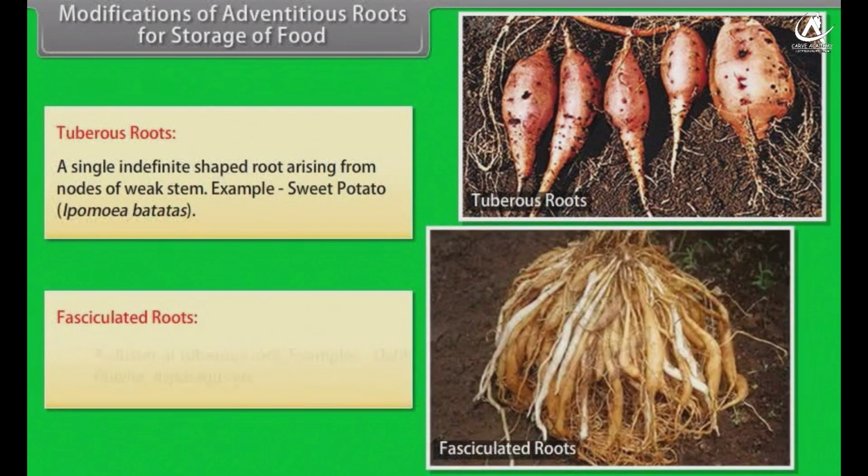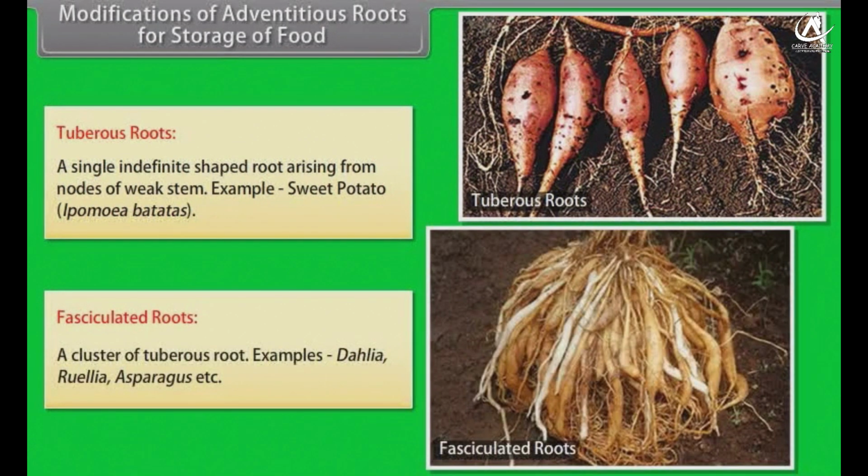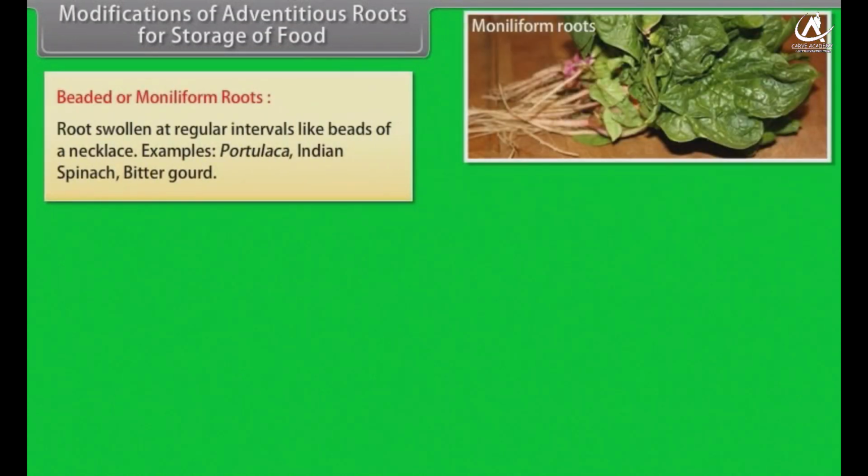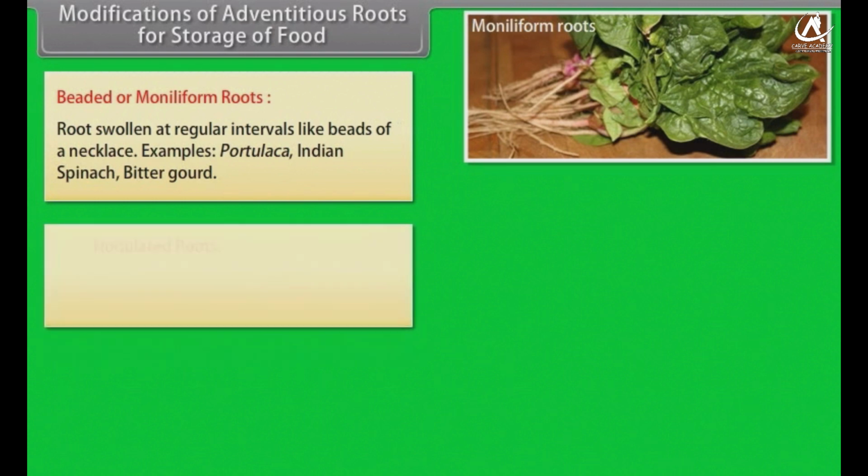Fasciculated roots: a cluster of tuberous roots. Examples, dahlia, Zeolia, asparagus, etc. Beaded or moniliform roots: roots swollen at regular intervals like beads of a necklace. Examples, portulaca, Indian spinach, bitter gourd.